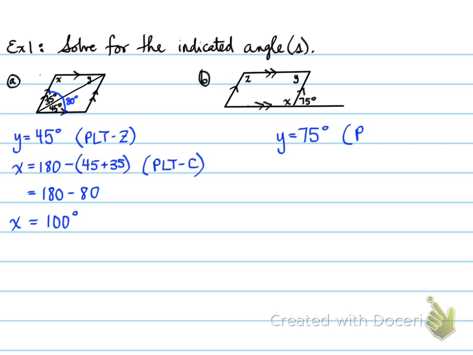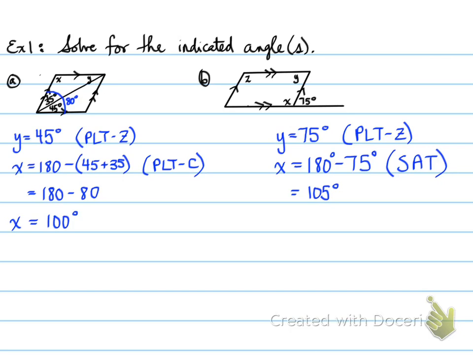Y is equal to 75 degrees because of PLTZ. You should see the Z pattern happening from here, down, and across. So Z pattern is found with Y and 75. They are alternating angles. X is equal to 180 minus 75 because of SAT. That is, X is equal to 105 degrees.